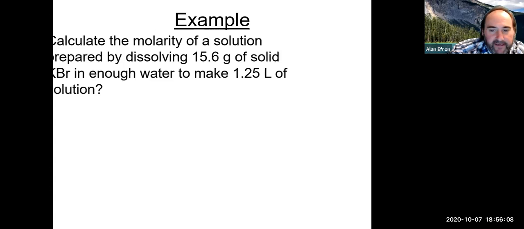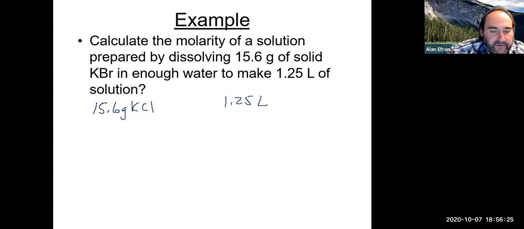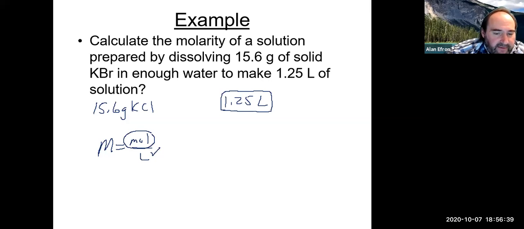So before we end here, why don't we just try one really quick together just to show you how we get there. Say we made a solution by dissolving 15.6 grams of KCl in enough water to make 1.25 liters. So if we think about the molarity, which is moles per liter, we basically need both of those things. In terms of the liters part, we are already given it. So we have the bottom part. The top part we don't have, but we do have grams.